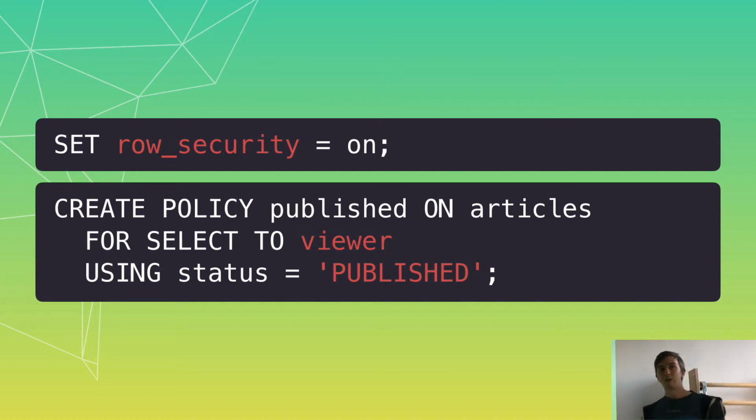And now I can call all articles as my viewer and only get the articles that are available to this viewer. And as soon as I send my token and I'm authenticated as editor, this policy doesn't apply anymore, and I can query all of the articles. This is how access control works in PostGraphQL and basically Postgres.